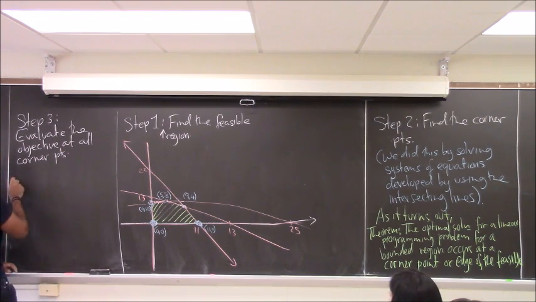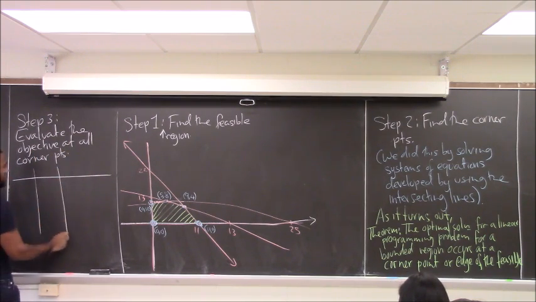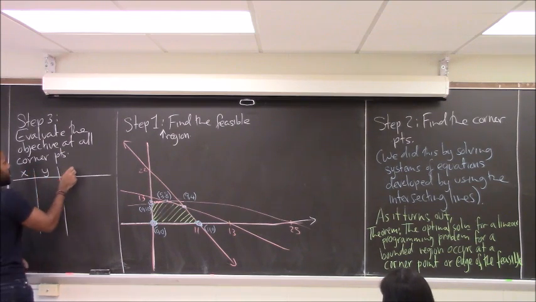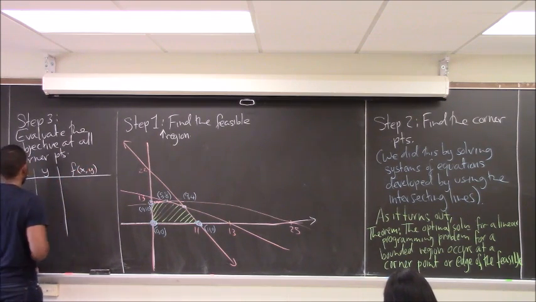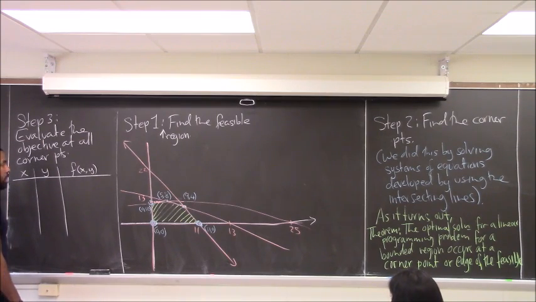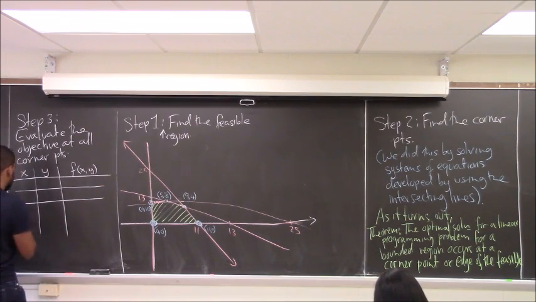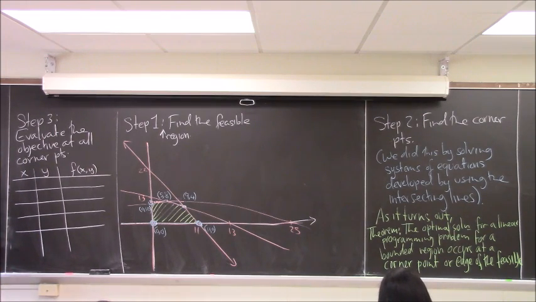Basically what you can do is set up a table to do that, just to keep things organized. Your x, your y, and what your f of x, y is. And you are going to have here 5 situations: 1, 2, 3, 4, 5. So we can have x equals 0 and y equals 0. Or we can have x equals 0, y equals 10. Or x equals 11, y equals 0. Or x equals 5, y equals 8. Or x equals 9, y equals 4. These are all the possibilities.